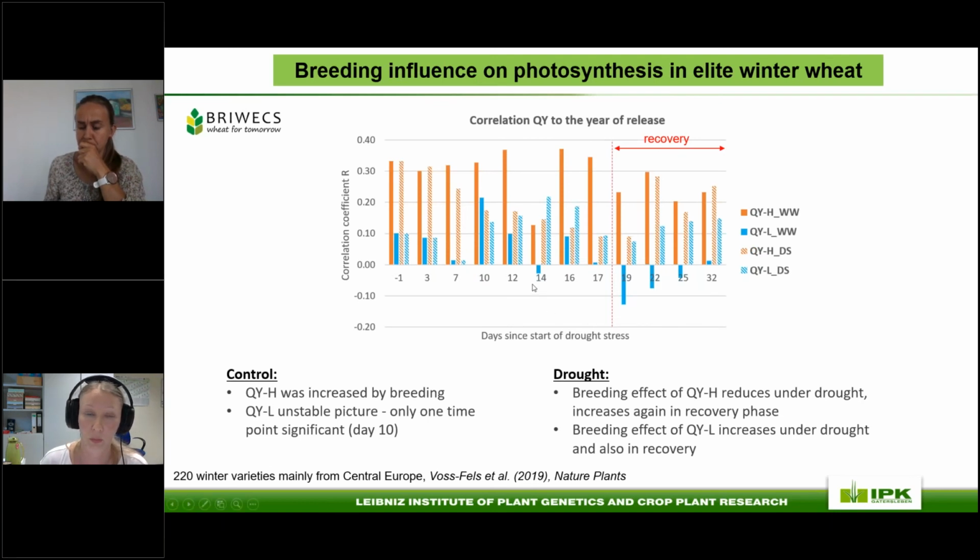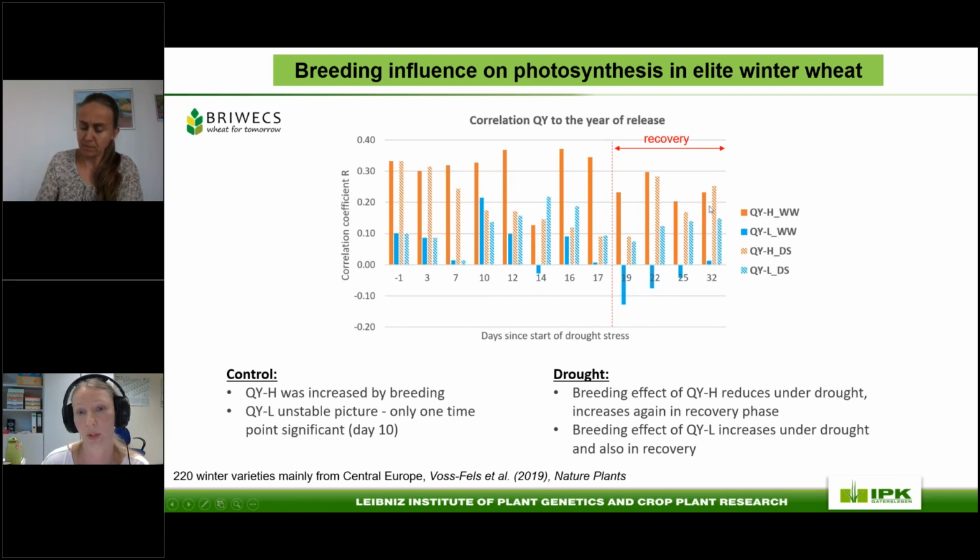And also here we were looking at the breeding influence on photosynthesis in this elite winter wheat panel. Here again is the timeline, days since the start of drought, and then you have the plant recovery. Here you have the correlation coefficient between the year of release and each of these traits: QYH under well-watered, QYL under well-watered, and under drought stress conditions, the hatched bars.